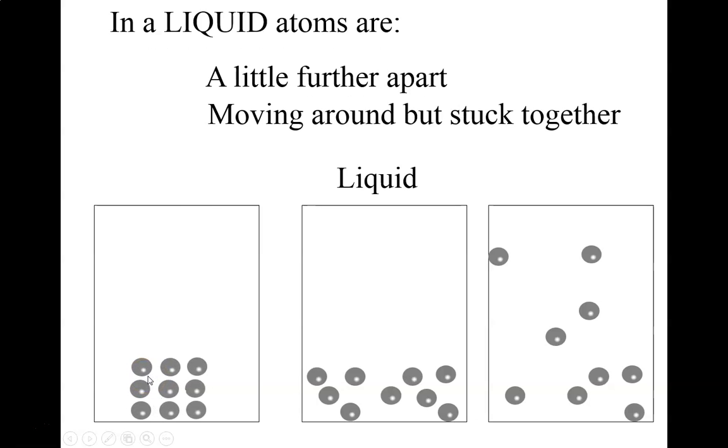They're able to move around a little bit, but they're stuck in the same basic spot. In a liquid, the atoms are able to move around each other, but they're still stuck together. They're still clumped together, a little further apart. They're able to move around, which is why a liquid can flow and pour, whereas a solid can't. A solid comes out as just a chunk, but a liquid can pour because the atoms are able to move around each other.